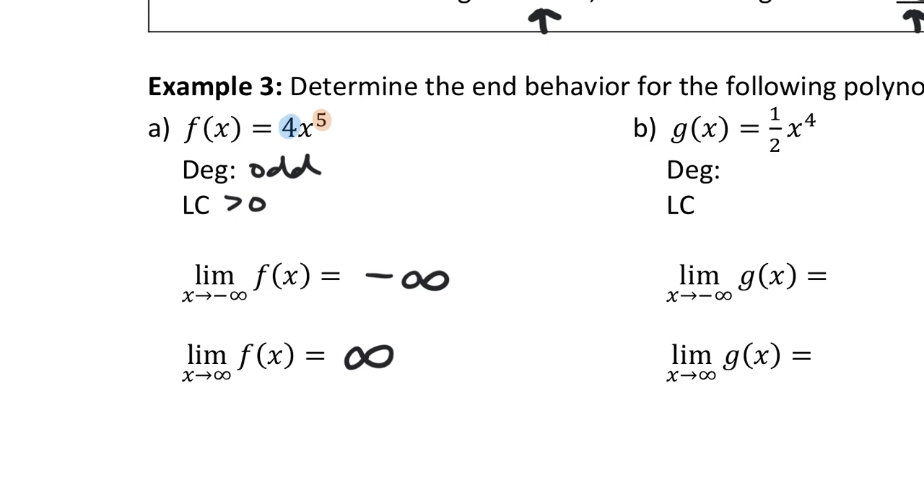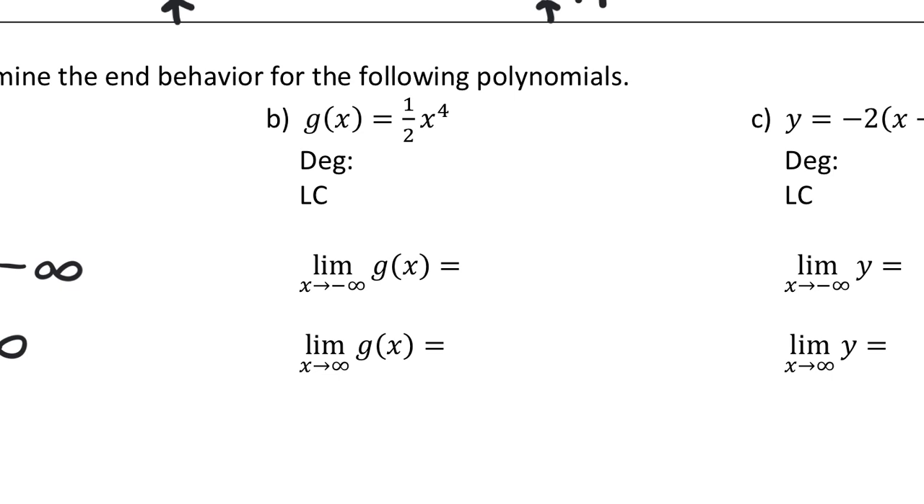You see how that works? You got the answers in your hands. We just played this whole game. What about this one? What is the degree, even or odd? Even. Is the leading coefficient greater or less than 0? Greater. It's positive. Remember, we're just worrying about positive or negative, so it's greater than 0.